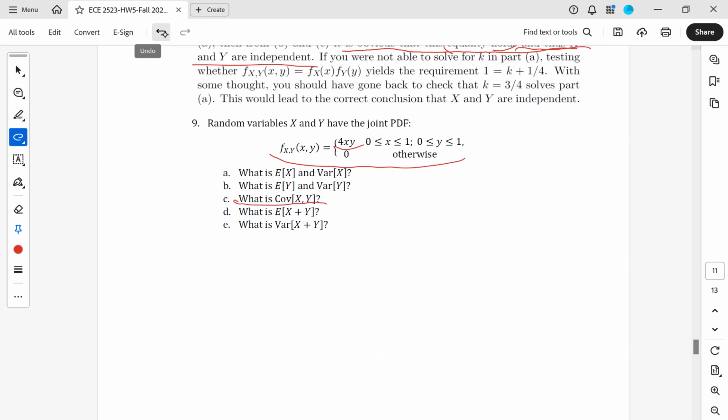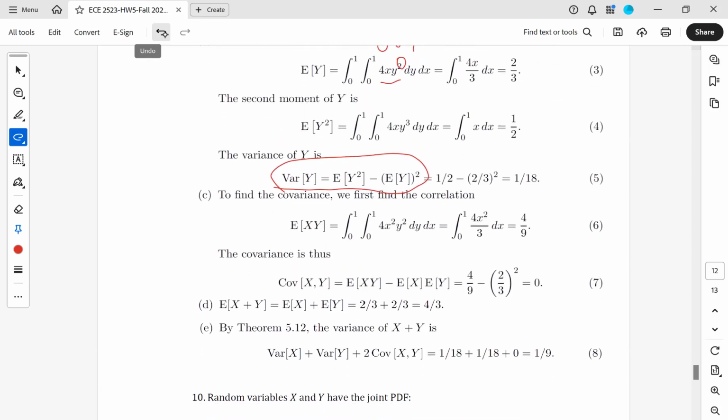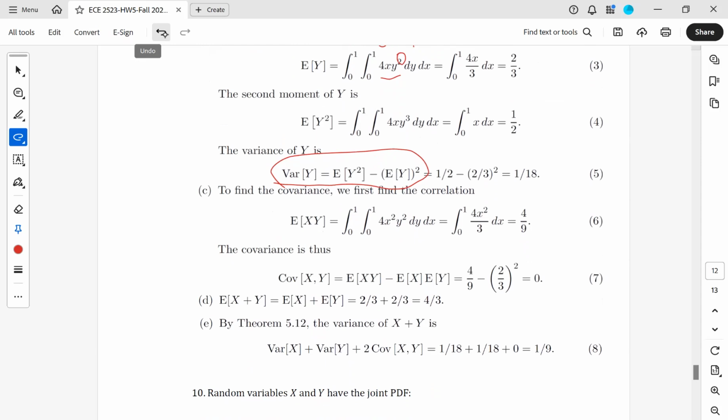Part C asks for the covariance of x and y. What was the covariance of x and y? Based on the formula that we had in class, the covariance is the expected value of xy minus the multiplication of the expected value of x and expected value of y. We had that formula in our session. In order to calculate the covariance, you already had these two values from the previous step. You only had to calculate the expected value of xy.